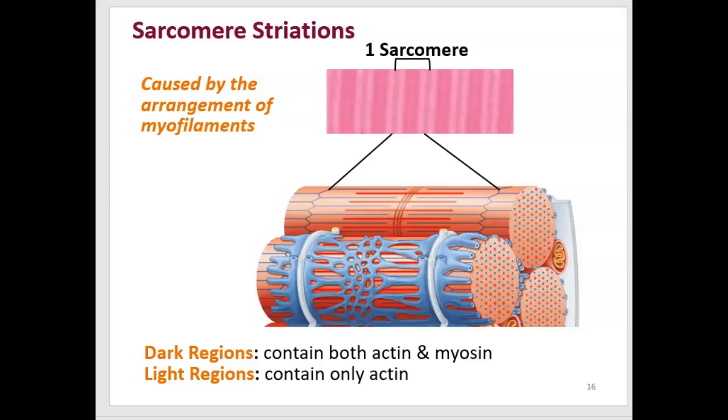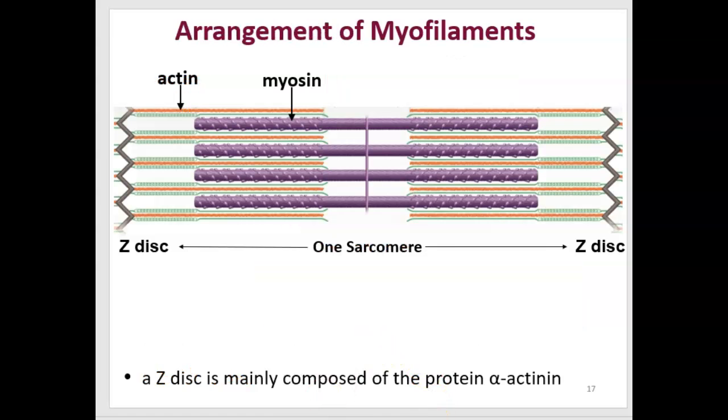So here's what the arrangement looks like schematically. One end of a sarcomere is where the Z disc is located, and then the other end of the sarcomere has a Z disc. That Z disc is made up of proteins. One of them is alpha-actinin. You don't have to remember that.